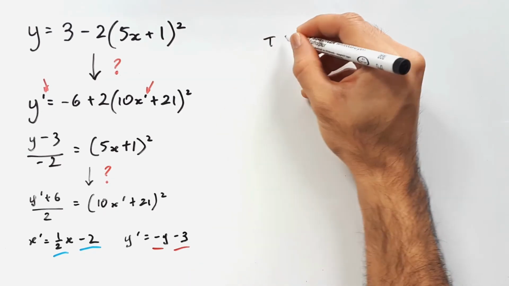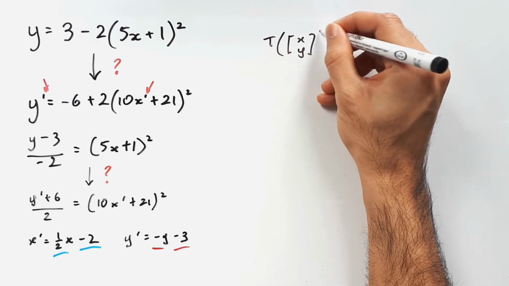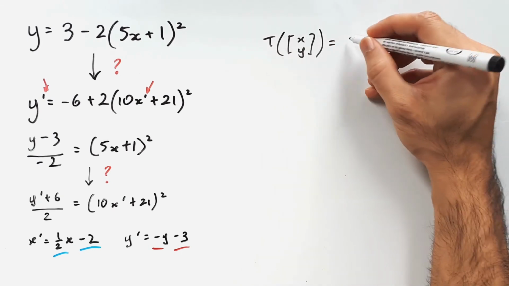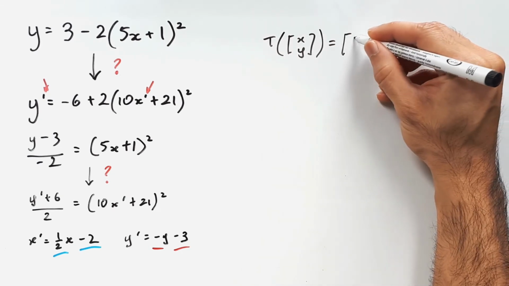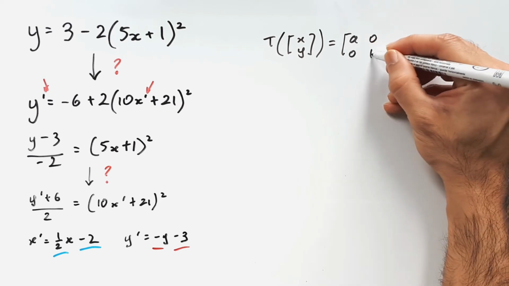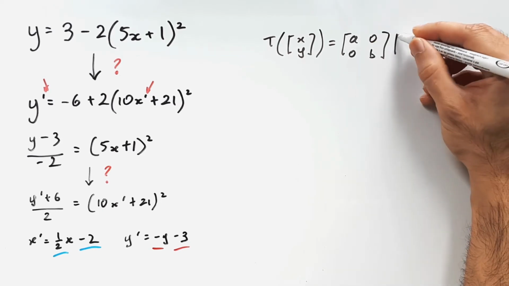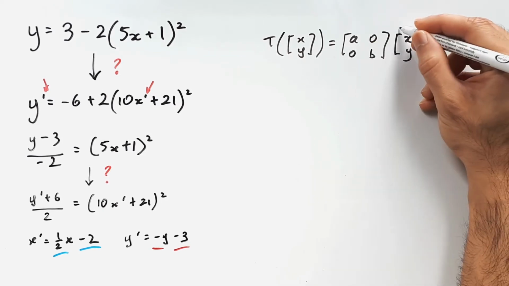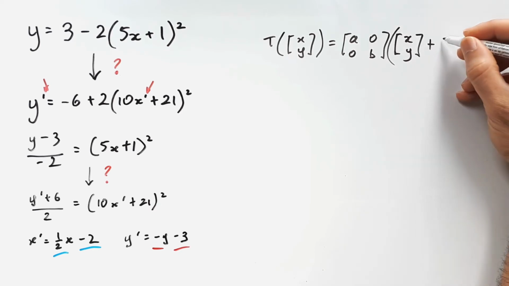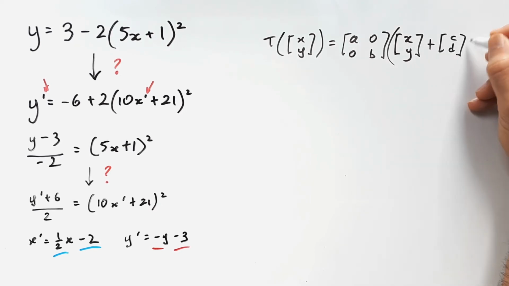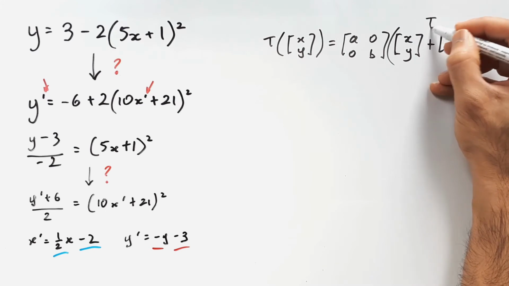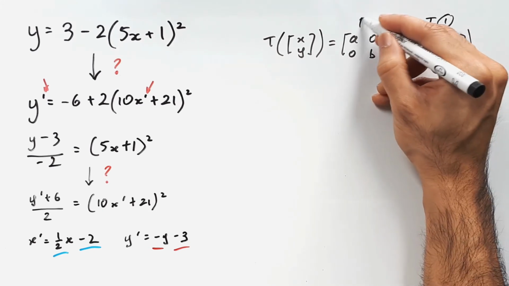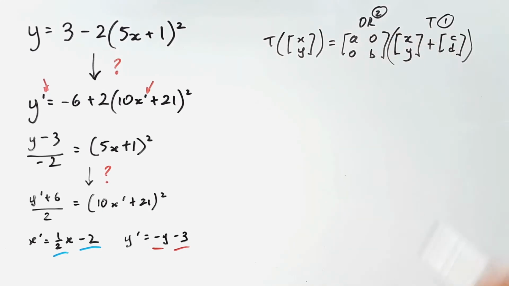So here's another possible arrangement they can give you for your transformation matrix. If you have T of x, y, this is going to equal to a, 0, 0, b. So far it's the same thing, but this is going to multiply x and y, adding c and d inside a bracket first, which means your translations are happening first, followed by your dilations and reflections.